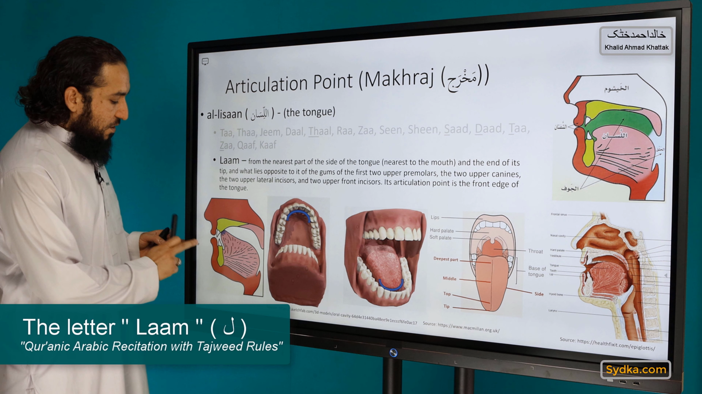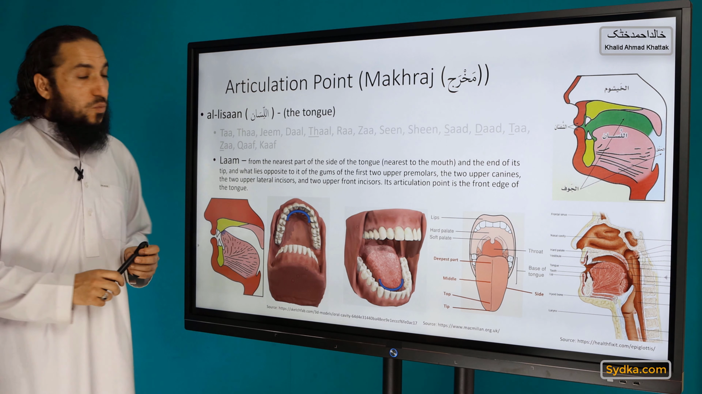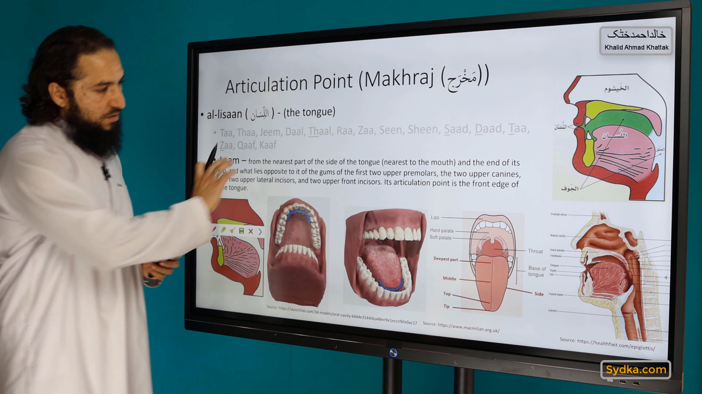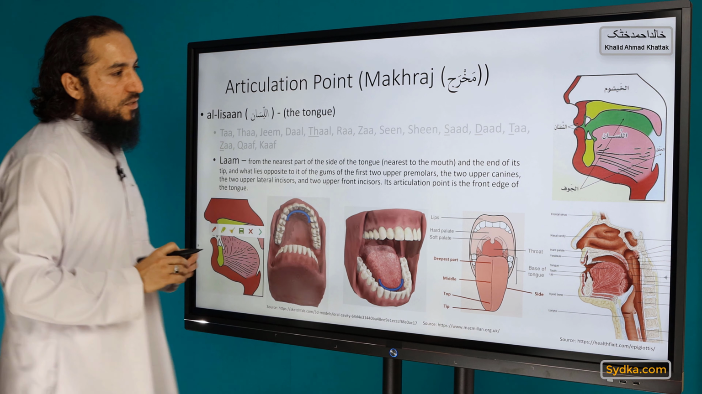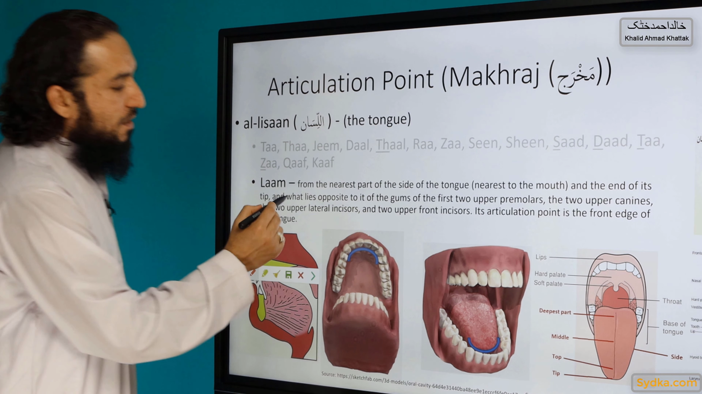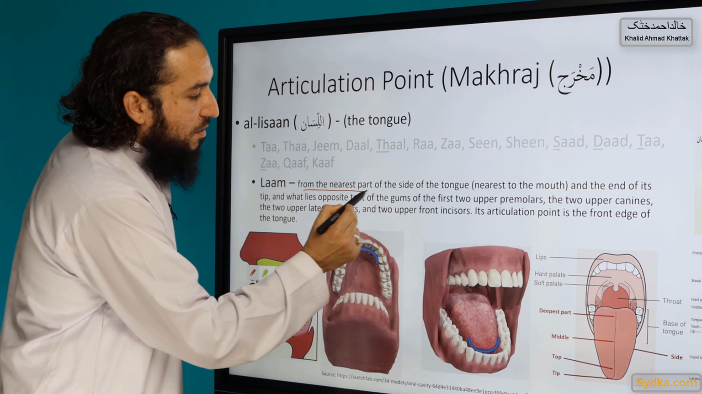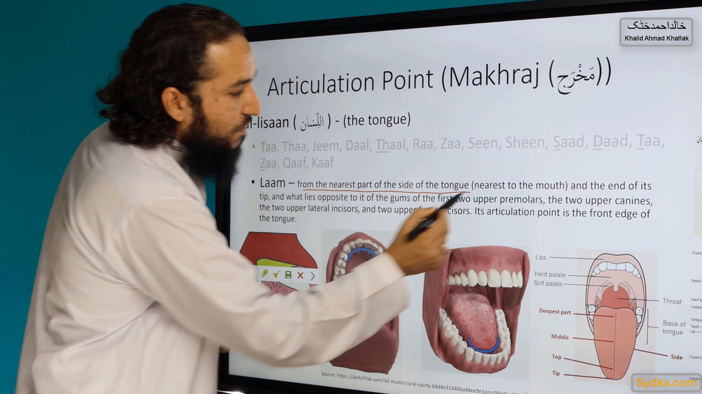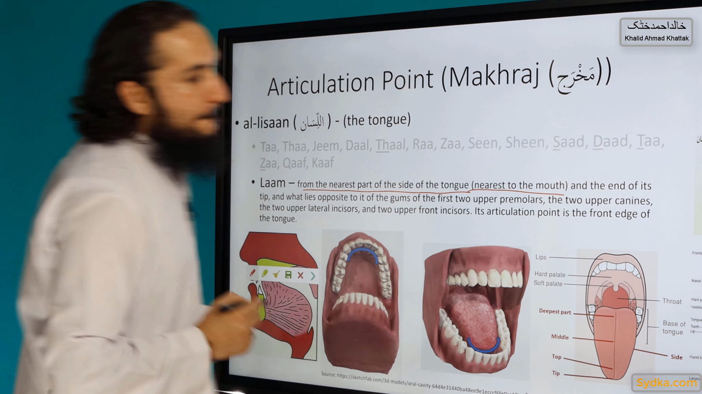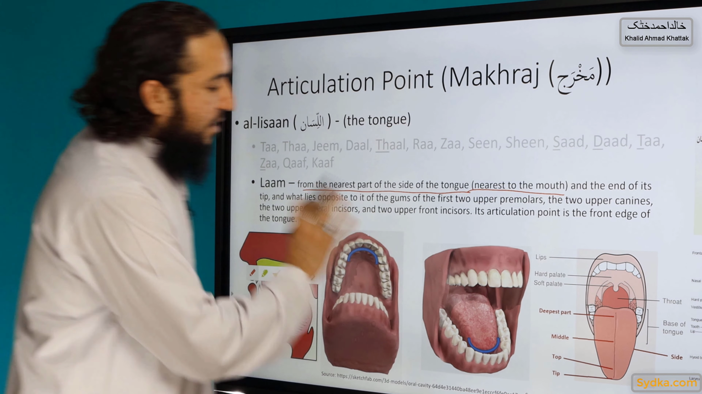So what is its articulation point? It is one of the tongue letters, lisan letters, and the articulation point is quite detailed, but I'll explain it to you one by one, point by point. Okay, so the nearest part of the side of the tongue is the nearest part to the mouth. The second part is, okay, that's the first part.